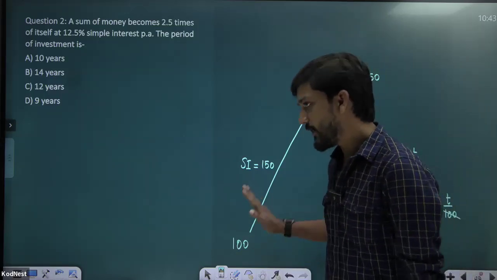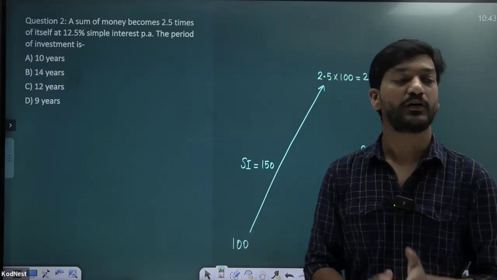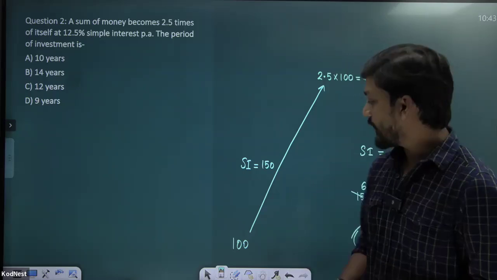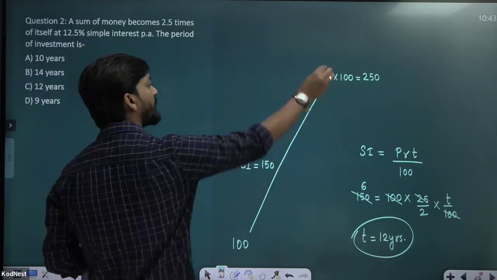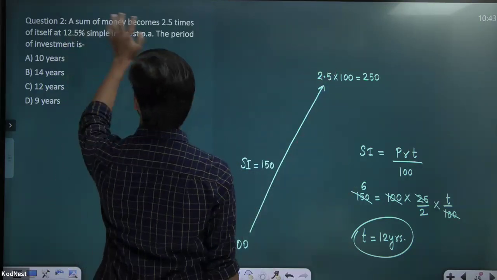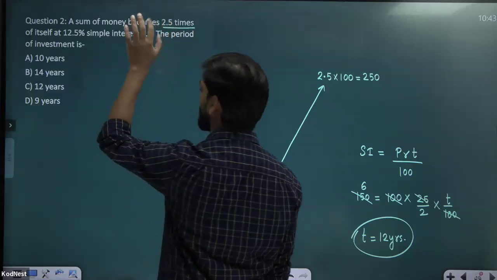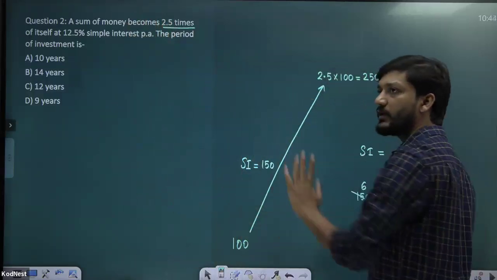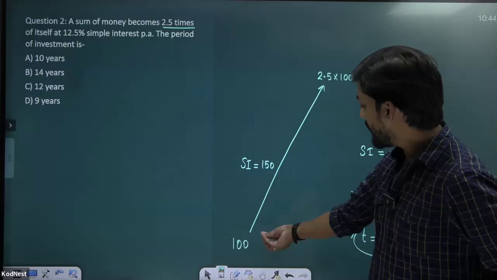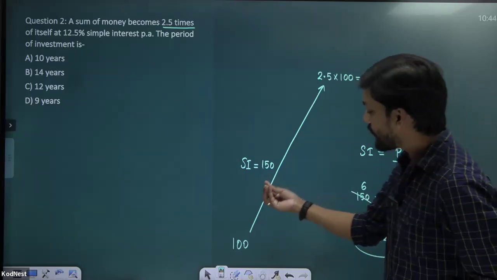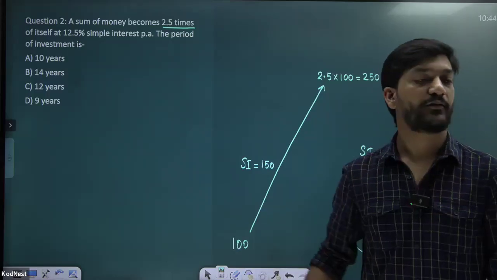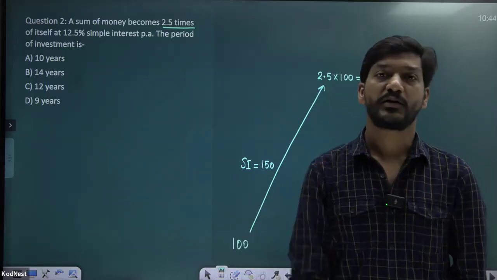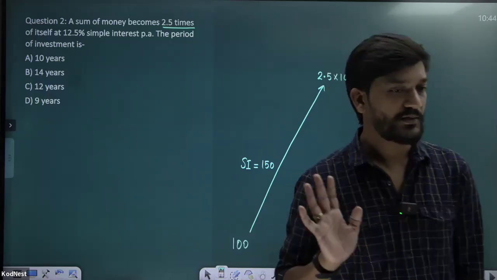So here the principal is not given and we don't even need it. And why we don't need it? Because they have given the relation of how initial and final value are related: the final value is 2.5 times. So any value can be taken. If you take 10, then also same answer. If you take 20, then also same answer. If you take 30, then also same answer. If you take 1, then also same answer. Answer will not change. Okay.